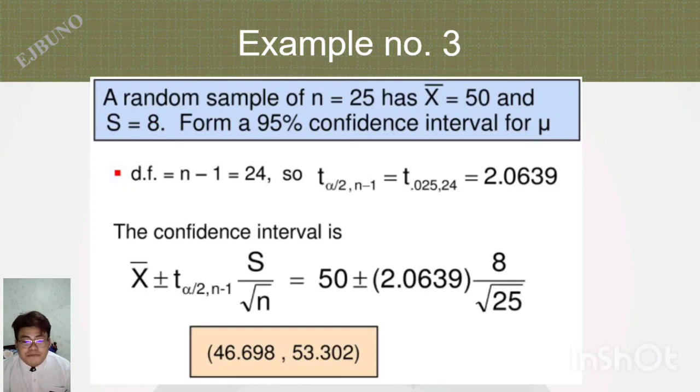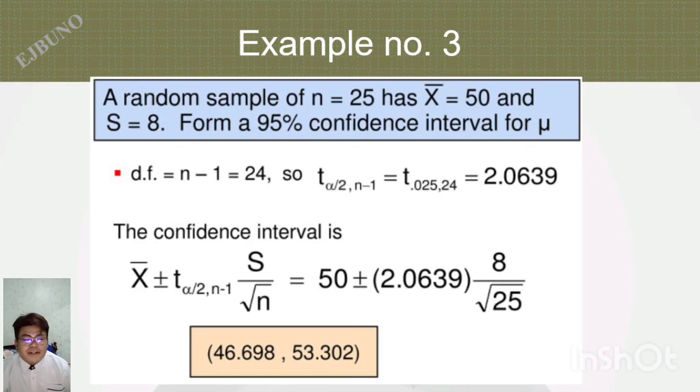Take note: a random sample of n equal to 25 has a mean of 50 and a standard deviation of 8. We're going to form a 95% confidence interval for the population mean. So the degrees of freedom is equal to n minus 1, which is equal to 24. So the t multiplier will be equal to t.025 with 24 degrees of freedom, which is equal to 2.0639.